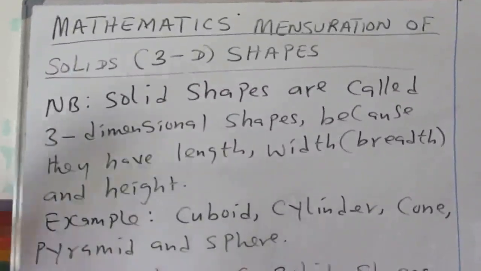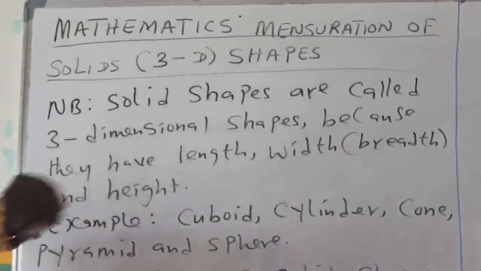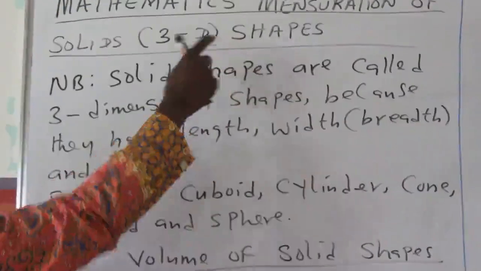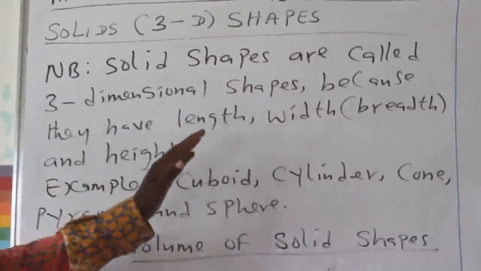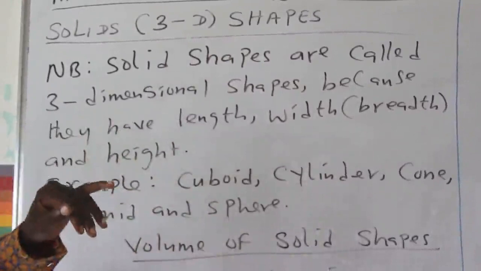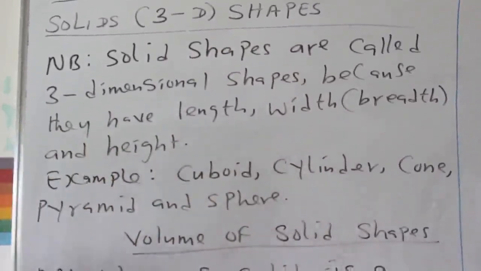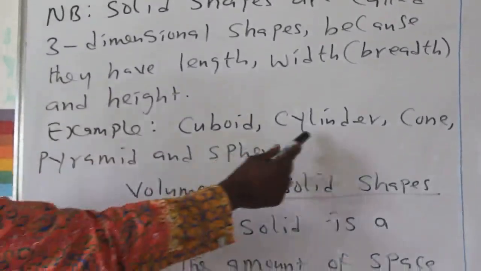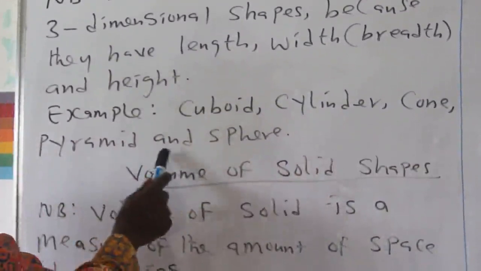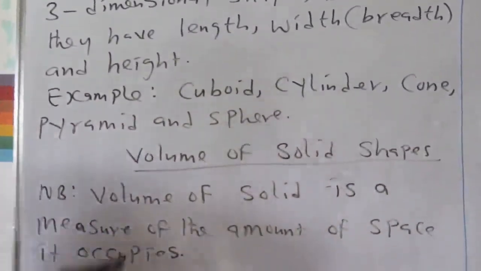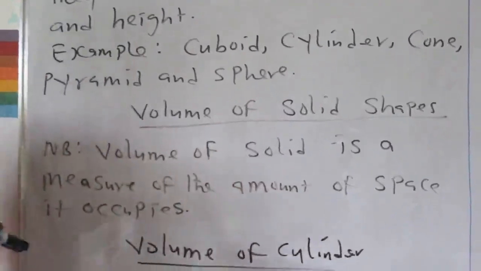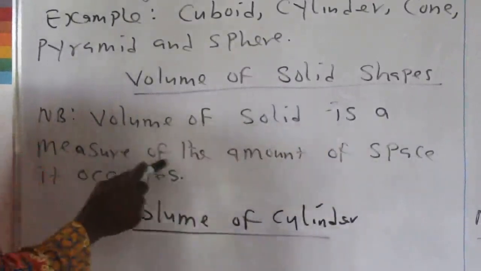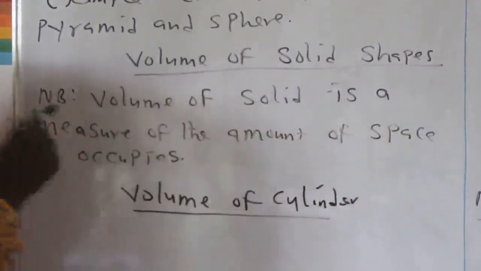The subject I'm going to teach is mathematics, and the topic we are going to look at is mensuration of solid shapes, that is three-dimensional shapes. Solid shapes are called three-dimensional shapes because they have length, width, and height. Examples of solid shapes are the cuboid, cylinder, cone, pyramid, and sphere. We are going to start with volume of solid shapes. Note well, the volume of a solid shape is a measure of the amount of space it occupies.